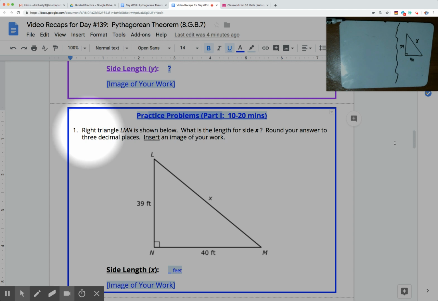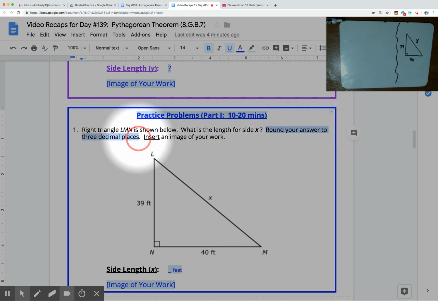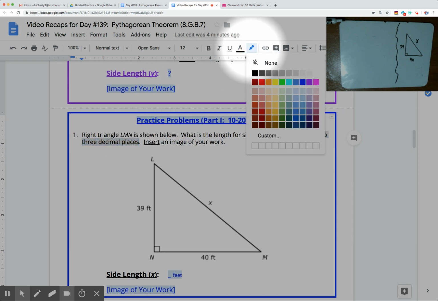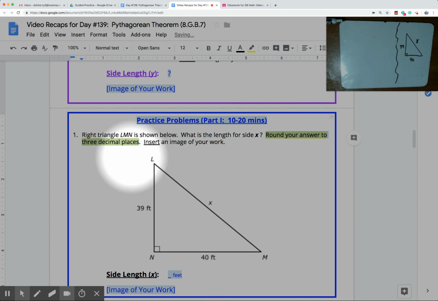So for problem number 1, we're given a right triangle. They call it LMN because that's the name of the 3 vertices of the triangle. They say right triangle LMN is shown below, and they want to know the side length for X, the one side length we don't know on this right triangle. They also tell us an important piece here that we're going to highlight, that you need to round your answer to the nearest 3 decimal places, so the nearest thousandth, as we'd say in math terms. And you're going to insert an image of your work.